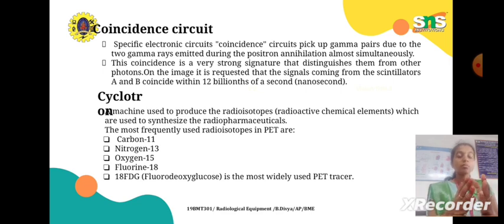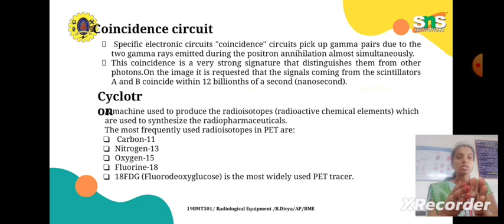In PET, that is positron emission tomography, we are going to use gamma rays. When the annihilation process happens, the gamma rays are emitted from the affected object, and by using the gamma camera we detect the affected object. This coincidence is a very strong signature that distinguishes them from other photons.